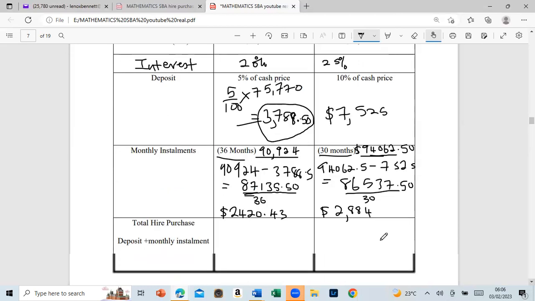Alright. Let us calculate the total hire purchase. Well, we don't necessarily do that because we have done that already, right? So you see, this is just the formula. The total hire purchase is the deposit plus the monthly installments. Alright, so that's fine.